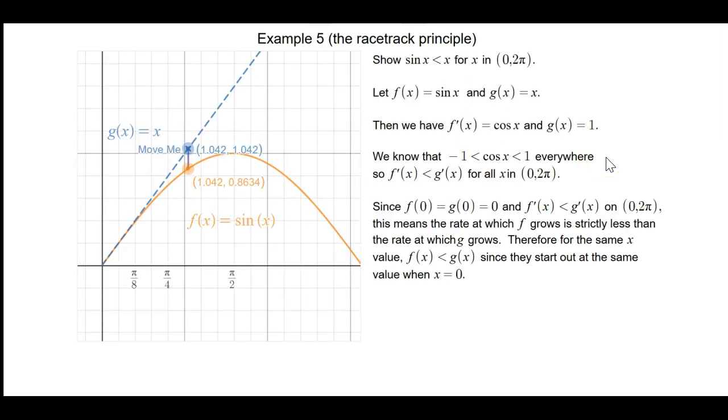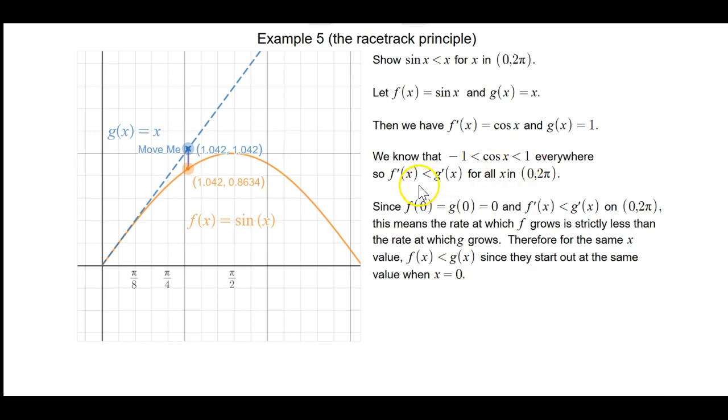The last example is something called the racetrack principle. So this says show that the sine of x is less than x for x in this open interval. Well, I'm going to call sine of x f of x and x g of x, and I'm going to take the derivative of each of those. So f prime is cosine x, g prime is just 1. I know that the cosine function is between -1 and 1.